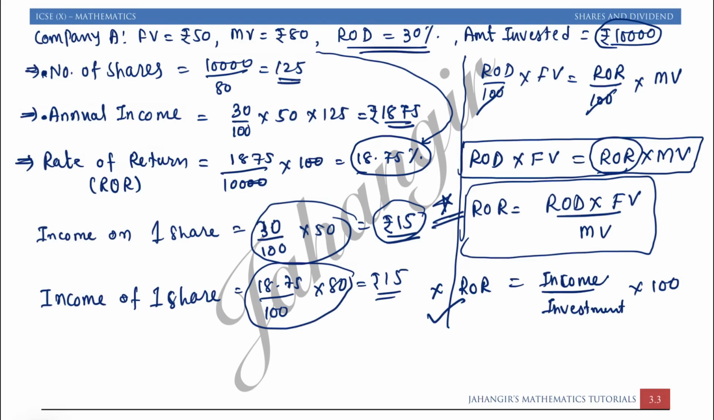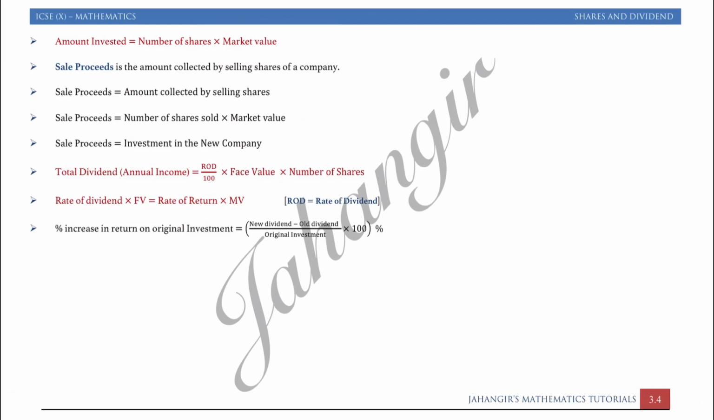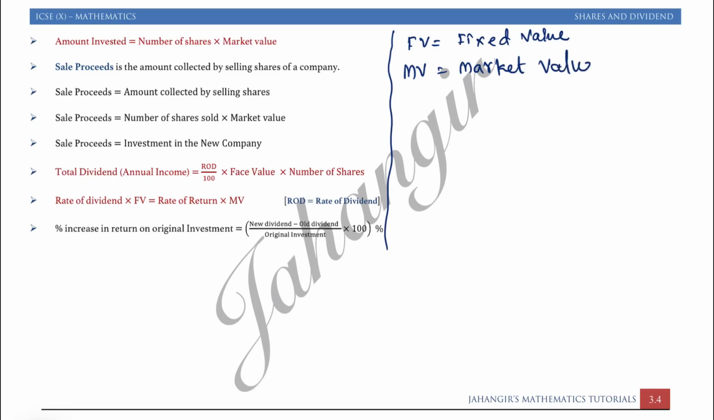So now let us revise all terms again. Starting with face value. Face value is what? It's a fixed value or nominal value of a share. MV is what? It's the market value, which keeps on changing according to the demand.